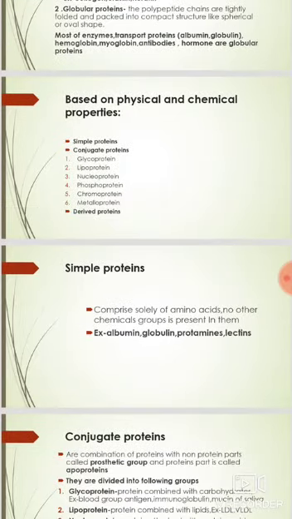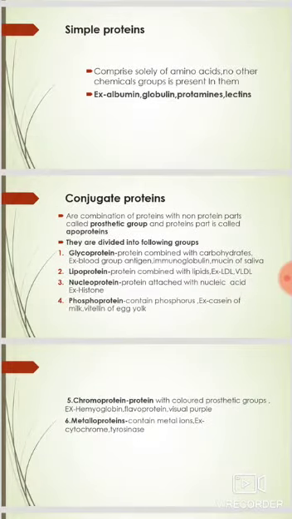Simple protein. It comprises solely of amino acids, no other chemical groups are present in them. Examples are albumin, globulin, protamines, etc. Conjugated protein. Conjugated proteins are the combination of protein with a non-protein part called prosthetic group and the protein part called apoprotein. They are divided into following groups.